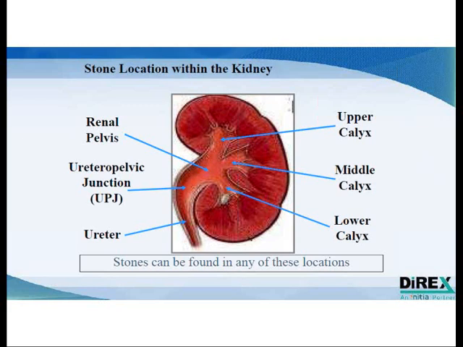This is a cross-section of the kidney. The kidney basically consists of 4 areas: the upper, middle, and lower calyx, in which you can find the stones, and of course there is a renal pelvis, which is the junction that leads to all the calyx. The ureter, you can see on the bottom left side of the picture, leads down to the bladder.